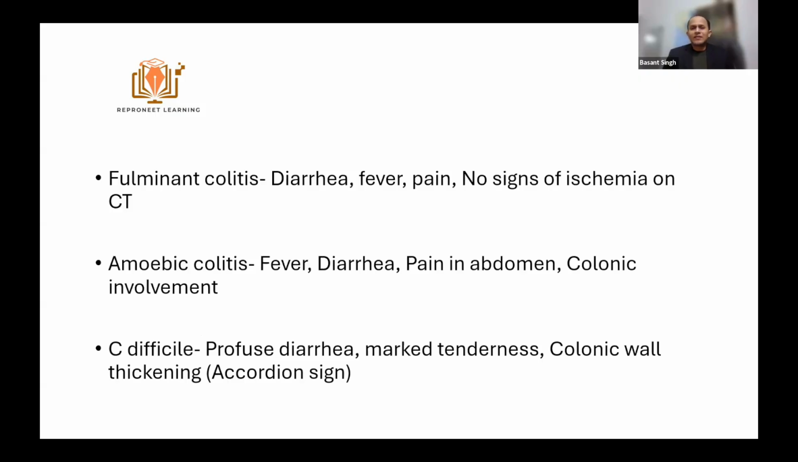Why is it not fulminant colitis? So this is how a colitis will present. They will have diarrhea, fever, pain, no signs of ischemia. So this is how we will differentiate. On CT scan, you will not see any signs of mesenteric ischemia. Even in amoebic colitis, you will have fever, diarrhea, pain, and the colon will be involved, but no signs of mesenteric ischemia. In C. difficile, the patient has profuse diarrhea, marked tenderness, and you'll have thickening in the colon. Okay.